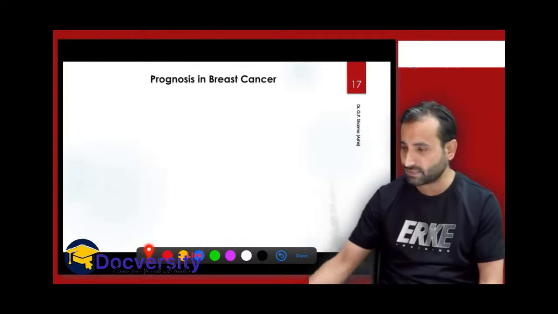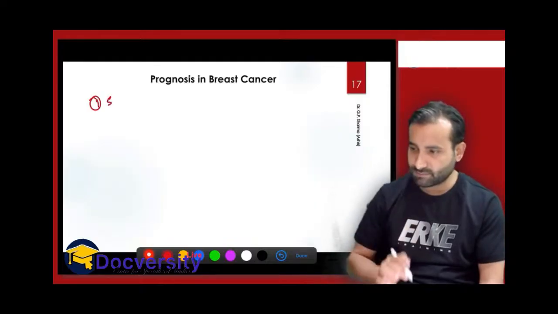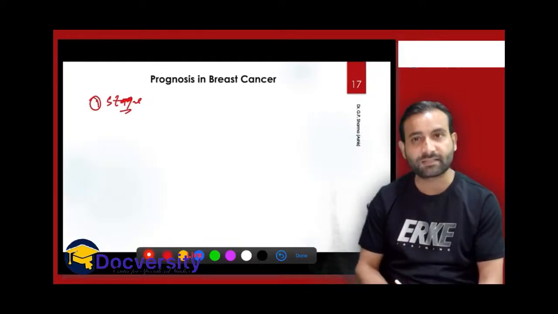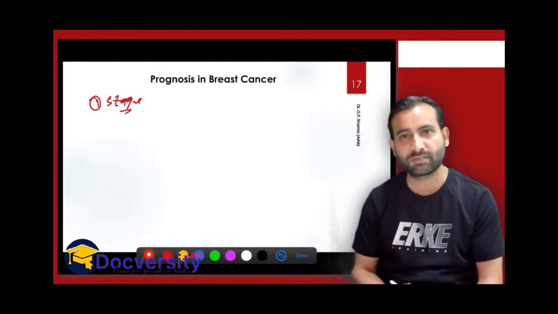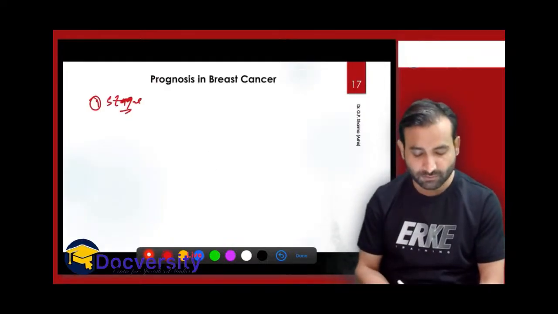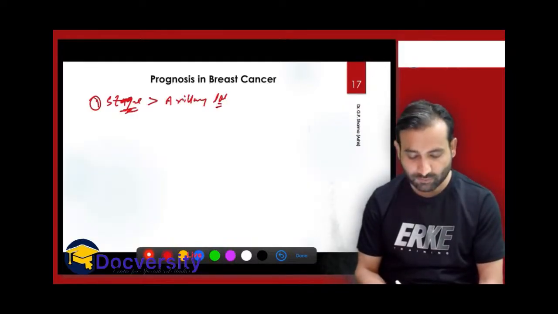And prognosis in breast cancers, let's see. The prognosis indicators in breast cancer, that is what? Number 1, the stage, okay? In which stage of the breast cancer it is? Stage 1, stage 2A, 2B, 3A, 3B, 3C, or stage 4, which stage breast cancer it is. According to that, the prognosis differs, right? So stage has more impact on the prognosis than the axillary lymph node involvement.